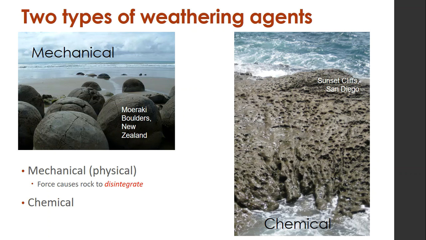And the other type of weathering is chemical, and that's where some type of reaction dissolves rock. And so here's a picture from Sunset Cliffs. You can see all of those pot marks in that rock. Water settled into that rock and it eroded away by a chemical process.